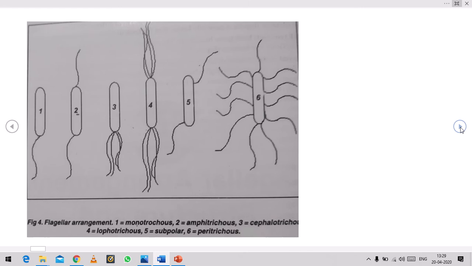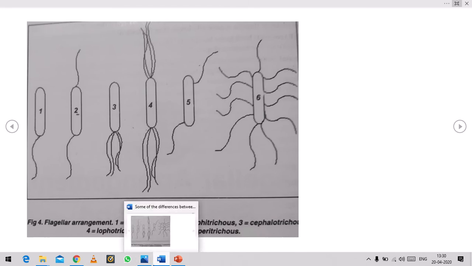Now this also we did last time, but again I wanted to repeat it: the different types of flagellar arrangement. Flagella impart motility to the bacterial cells. Flagellated bacterial cells are often termed trichous, and non-flagellated cells are atrichous. The trichous cells differ from one another with respect to the flagellar arrangement, or flagellation.